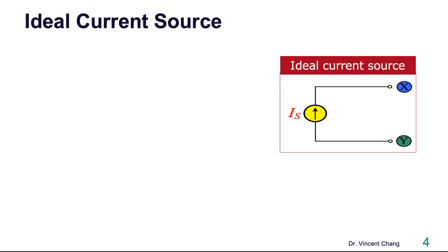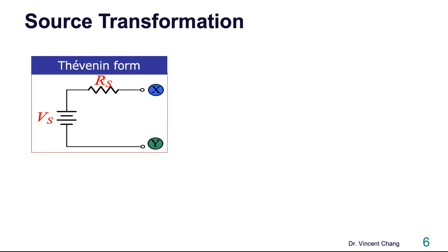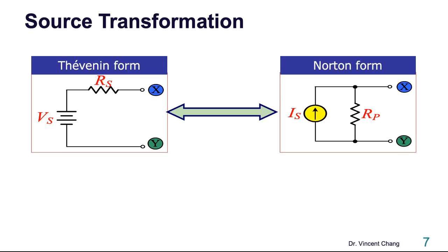The model on the right is the model for an ideal current source. There is only one component, Is, in this current source model. So similarly, there will be an internal resistance associated with Is. So this form is called Norton: Is in parallel with Rp. So again, on the left is Thevenin, Vs in series with Rs. On the right is Norton, Is in parallel with Rp.